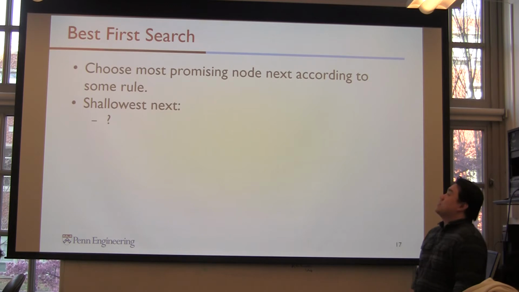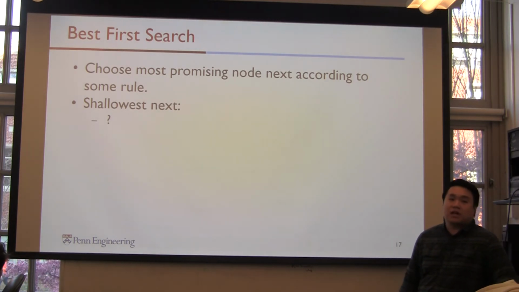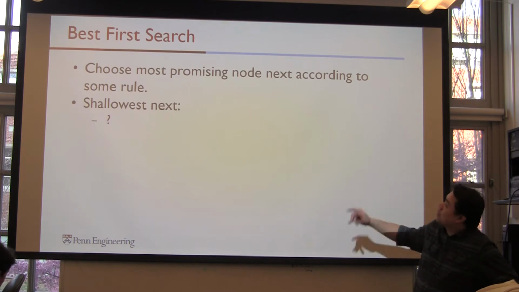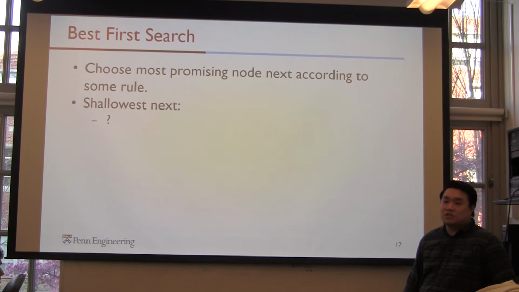If you remember from your basic CS algorithm class, we have this concept of best first search. It means that you're choosing the most promising node for your next action according to some rule. If you're representing the world as a graph, there are several ways that you can choose this heuristic. So, question, do you remember what the algorithm's called if you choose the shallowest nodes first?